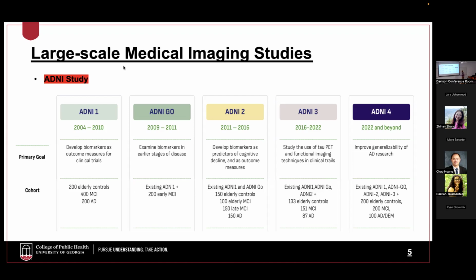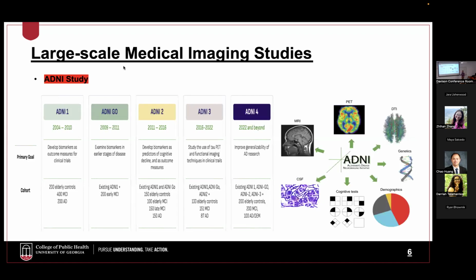And besides this kind of study plan, it also has the feature that they connect different types of data sets. For example, they have different image modalities, including the MRI, the PET, or the diffusion tensor image. They also have the genetic data set and also biomarkers that are related to Alzheimer's disease, like the CSF or some other different information.